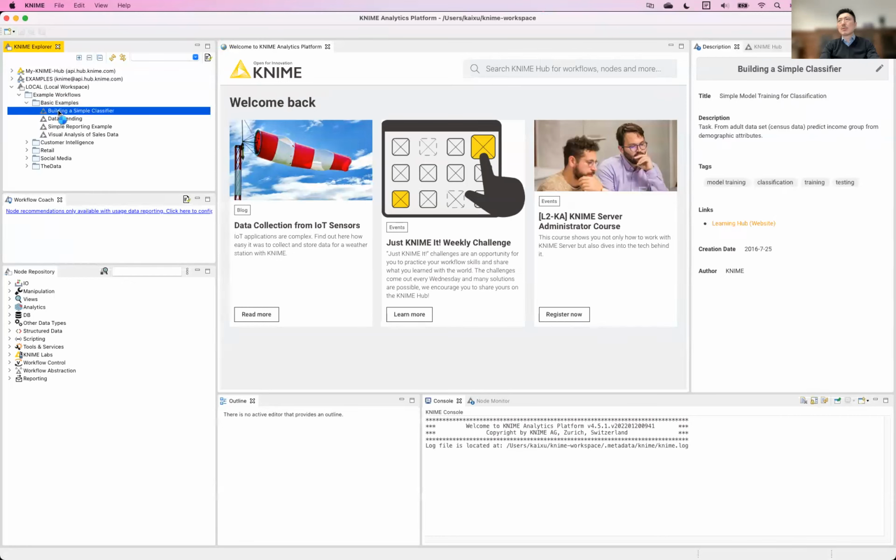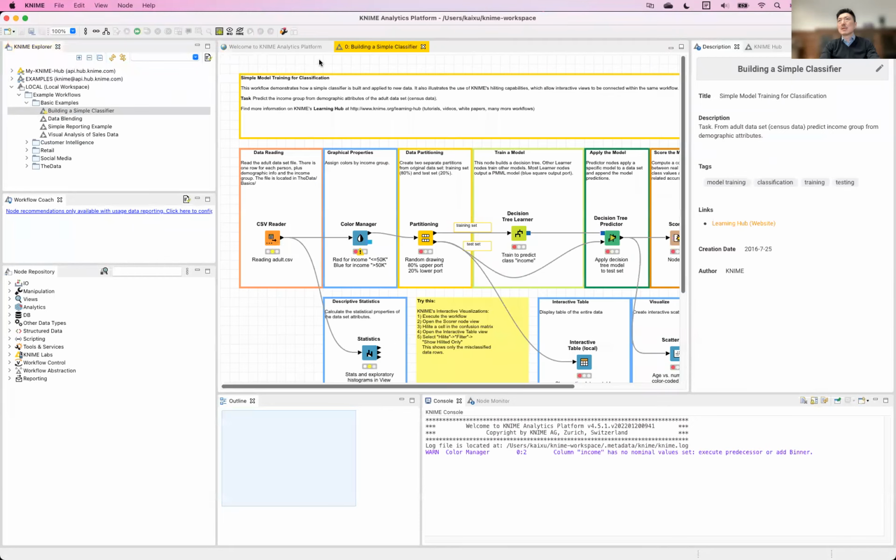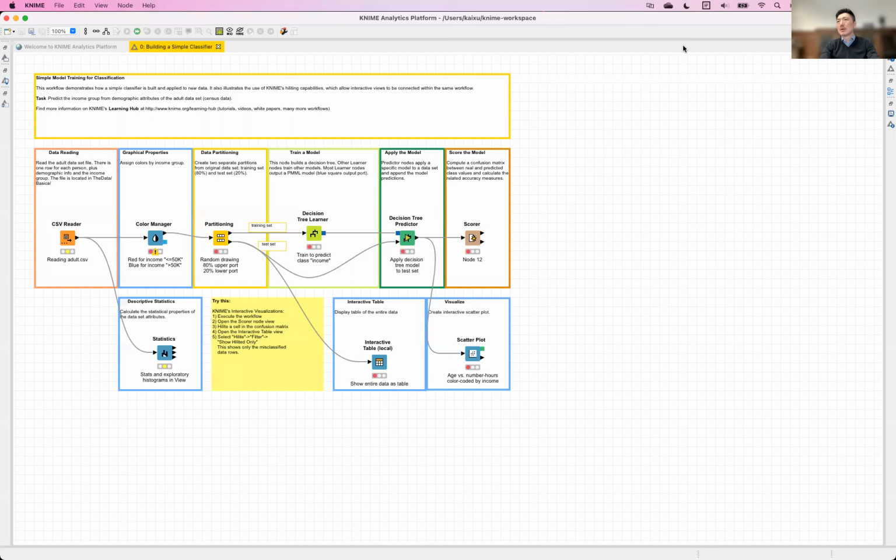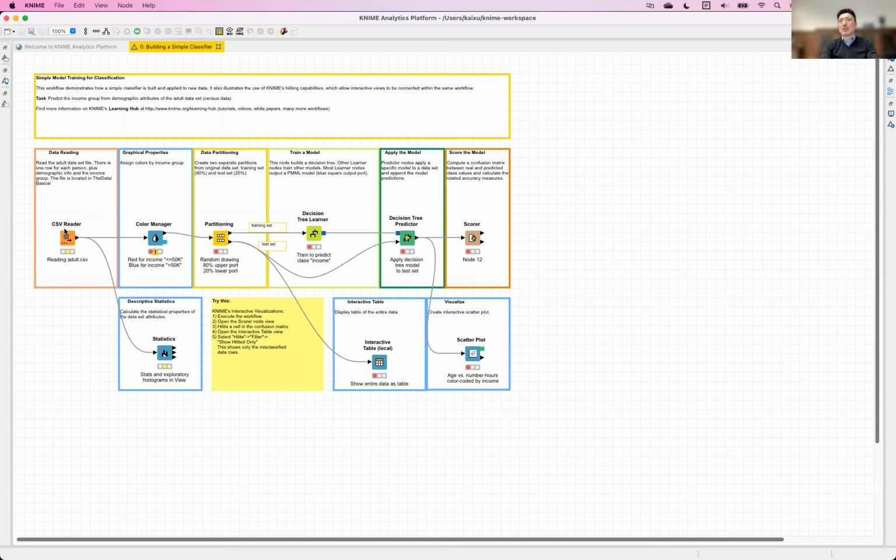So, for example, I'm opening up a simple classifier. This is a simple workflow. You have these boxes, and you can connect them together. You add these to your workflow and then connect them together. And then eventually you run, and it will start from here to read data and go all the way through here. And you have the decision tree, and you can either test it or visualize the result, for example.